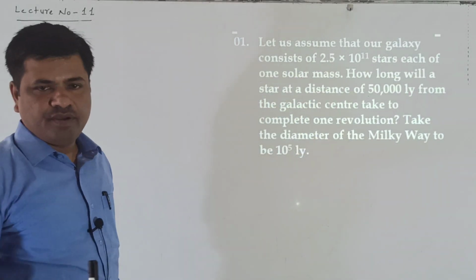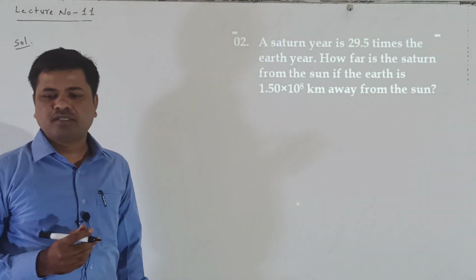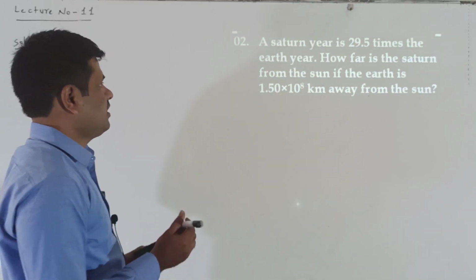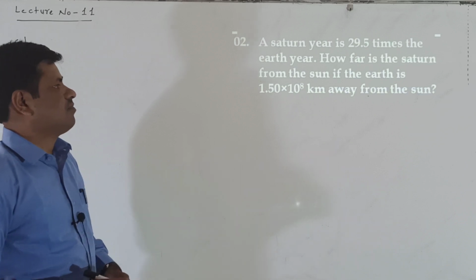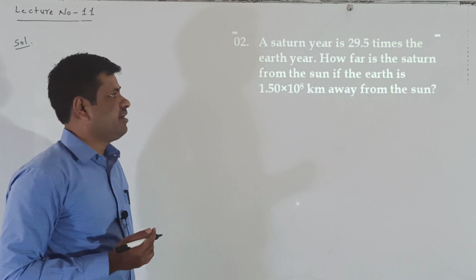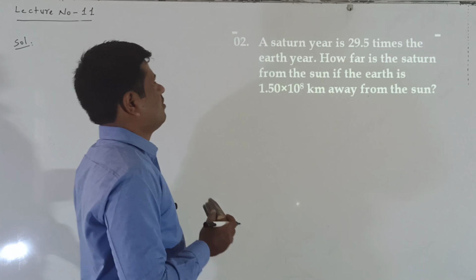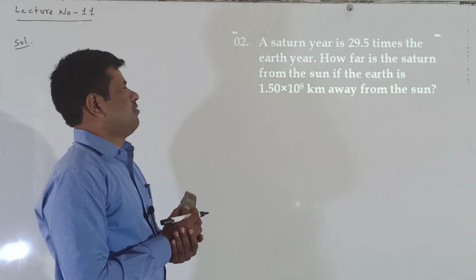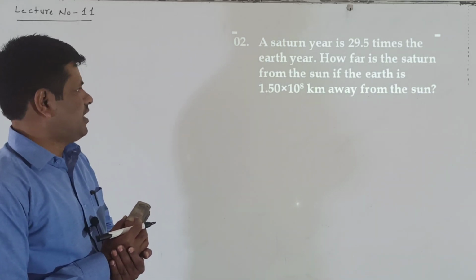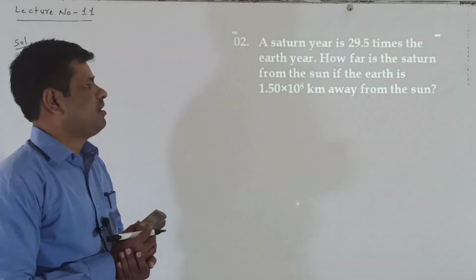Next we go to the second problem, the second numerical. What is given? A Saturn year is 29.5 times the Earth year. How far is Saturn from the Sun, if the Earth is 1.50 into 10 power of 8 kilometers away from the Sun?